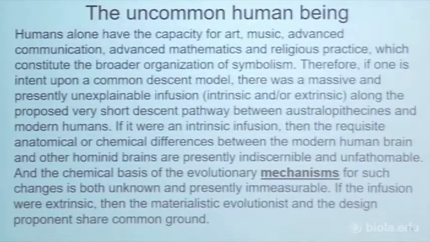Try to explain to a dog, go outside, go 300 feet, and then go up a ladder, go 2 inches to the right, to the left, open up a secret gate, and you can explain that to a human and every time they'll get that. Advanced communication. Therefore, if one is intent upon the common descent model, there was a massive and presently unexplainable infusion, which may have been intrinsic or extrinsic, along the very short proposed pathway of descendancy between Australopithecines and modern humans. That's the thing right next to us. Right next to us. Something happened.